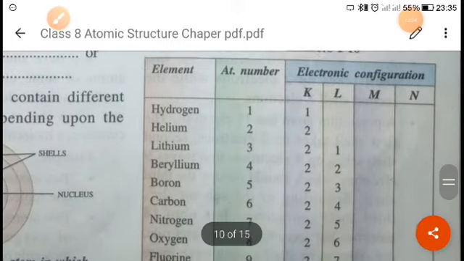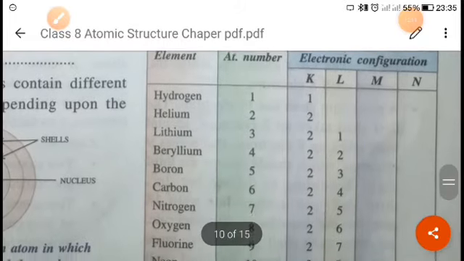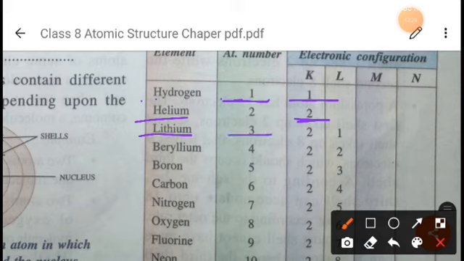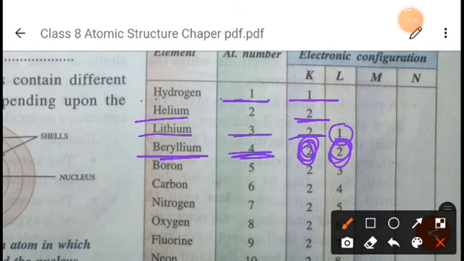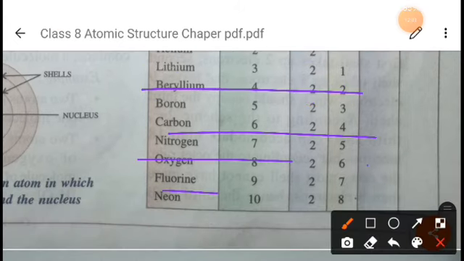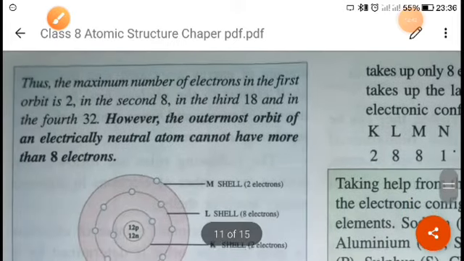Now the electronic configuration of some of the elements is given here. Hydrogen, you can see the atomic number is what? 1. So first, only the K shell. Helium, only the K shell. Lithium, atomic number is 3, means 2 electrons will first come in the K shell, and after that only 1 electron will go in the L shell, right? Now again beryllium, 4 is here, right? So first 2 electrons will come here. After that only the 2 electrons will go here, right? So in this way the filling of electrons takes place, right? So I hope you have understood this, right?